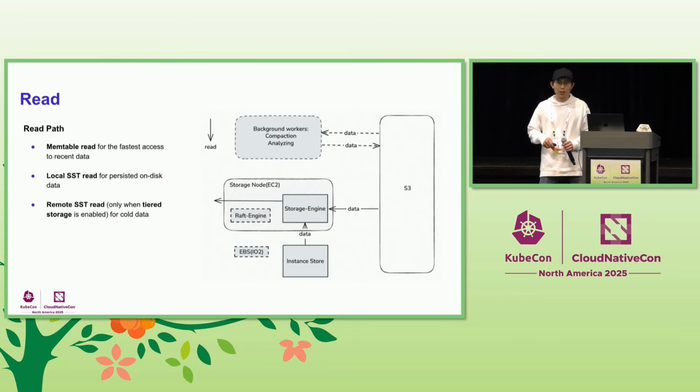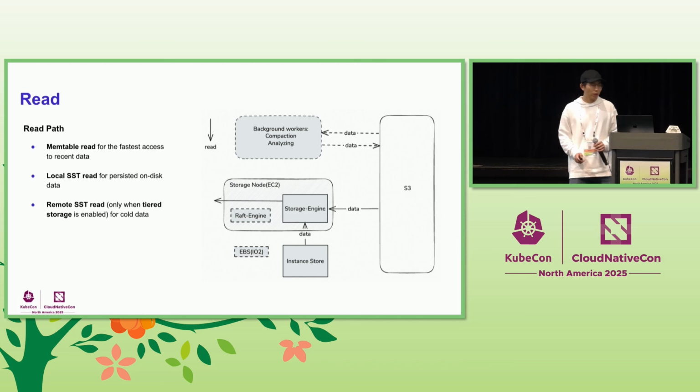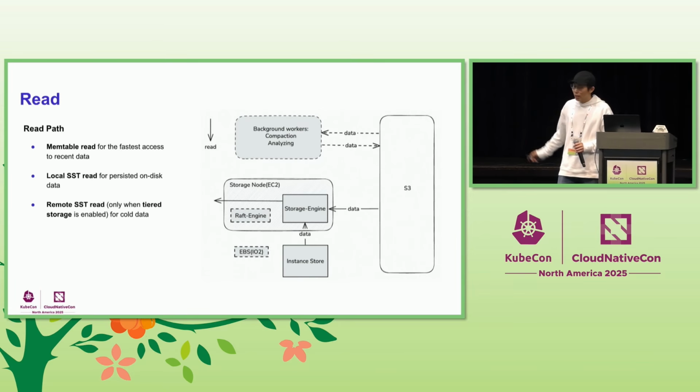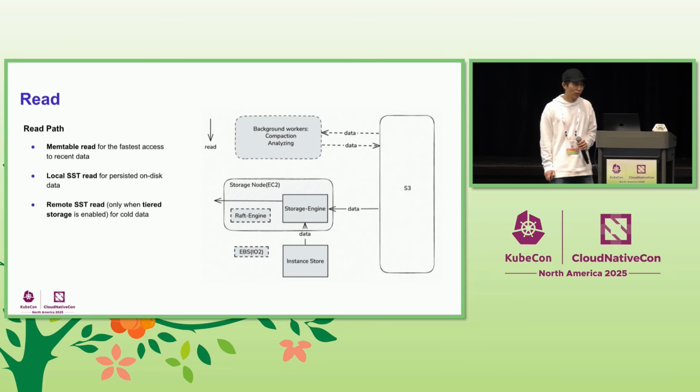If there is a large amount of data and most of the data is cold, we will introduce a feature named tiered storage. So the cold data will just be stored on the object storage. In this case, if the read query didn't find the result in the first and second steps, we will try to locate the SS table files on remote storage, and then bring them to the instance store to serve this read request. And this only happens when tiered storage is enabled for the cold data scenario.